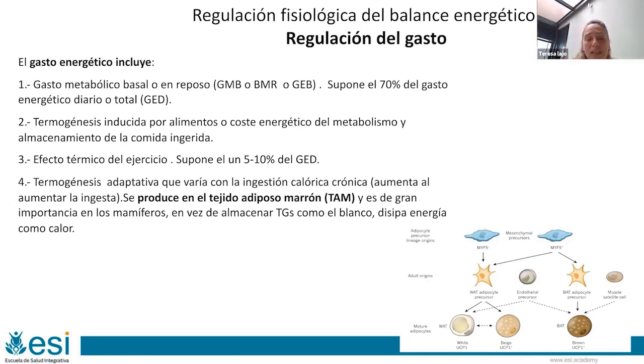Adaptive thermogenesis varies with chronic caloric intake and is linked to brown adipose tissue, which has limited factors that can increase it. Cold exposure is one such factor. Although our understanding in daily practice is unclear, it's known that temperatures below 18 or 19 degrees can stimulate brown adipose tissue. If there is anything, it is the cold.